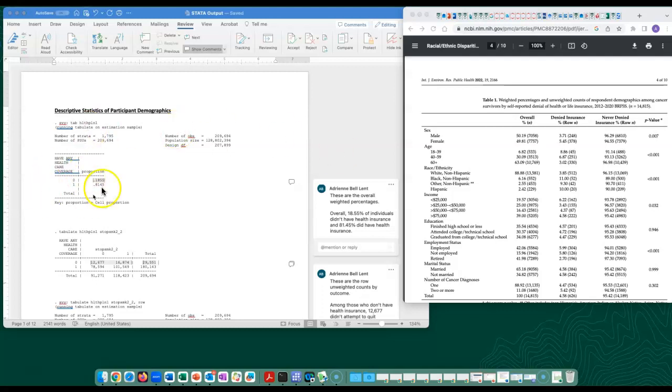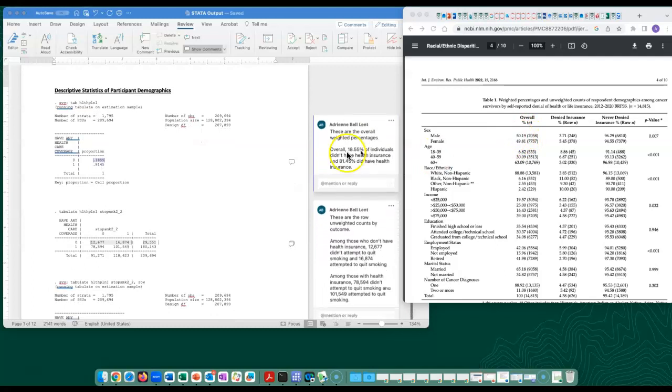So this output here gives us our overall weighted percentage. This is going to be the overall percentage that you would report for these here. So if we're looking at having health insurance, we would say that for the overall sample, 18.55% of individuals didn't have health insurance. These are the zeros. And 81.45% did have health insurance. These are the ones. You would then, assuming this was the health insurance variable, have those values filled out here for those percents.